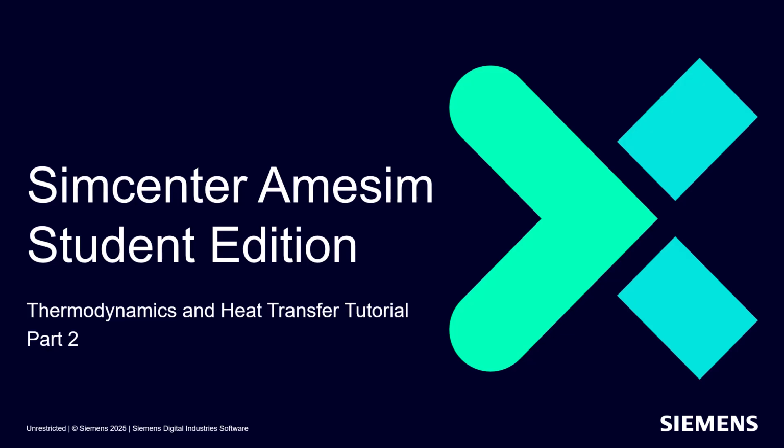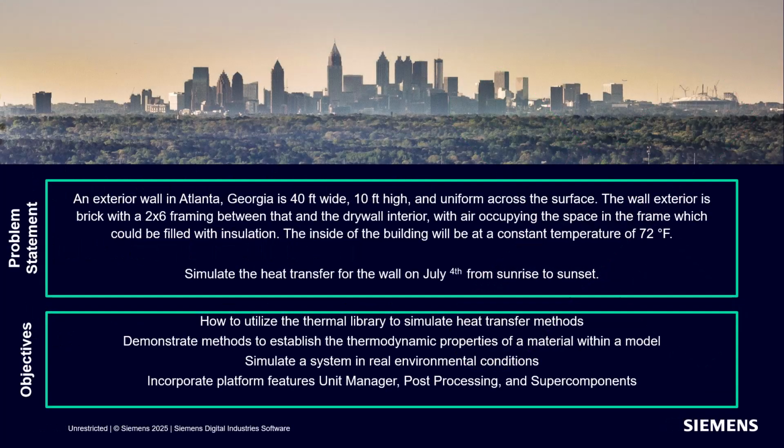Welcome to a tutorial solving a problem of thermodynamics and heat transfer with Simcenter Amesim Student Edition. The problem statement displayed is seeking to evaluate the heat transfer through an exterior wall of the listed dimensions on the 4th of July in Atlanta, Georgia from sunrise to sunset. The wall will experience heat from the sun on the outside and a constant temperature of 72 degrees Fahrenheit for the interior.